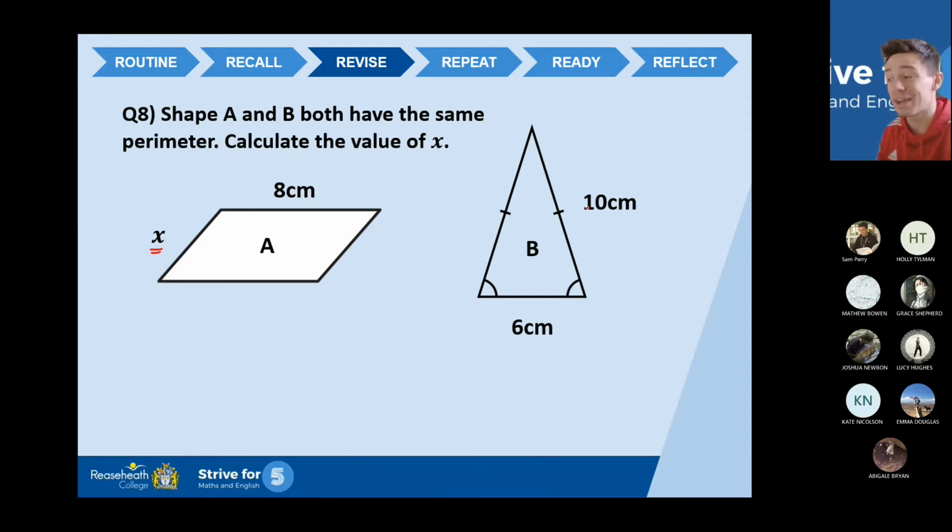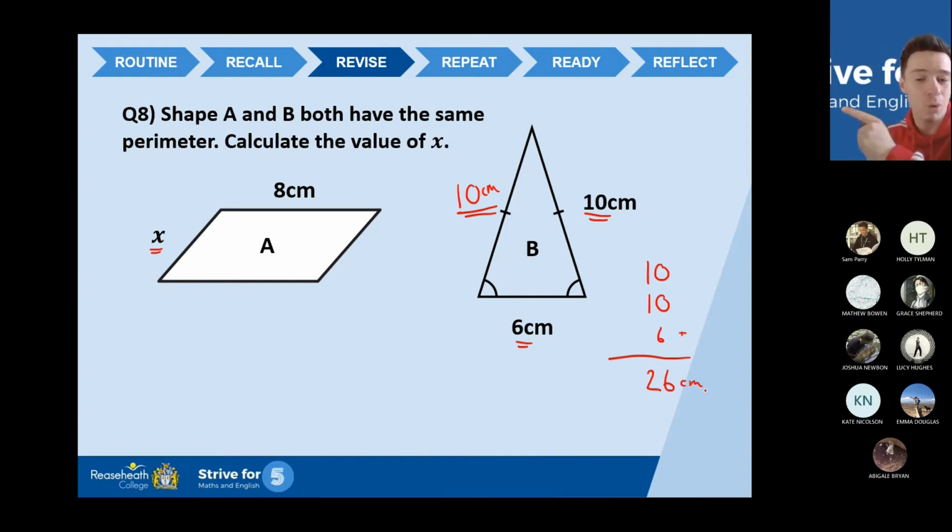But here we know it's an isosceles triangle. So if that side's 10 centimeters, then this side is also 10 centimeters. How do you work out the perimeter, guys? You add up all the sides. We're going to do 10, add 10, add 6. That's going to give me 26 centimeters.